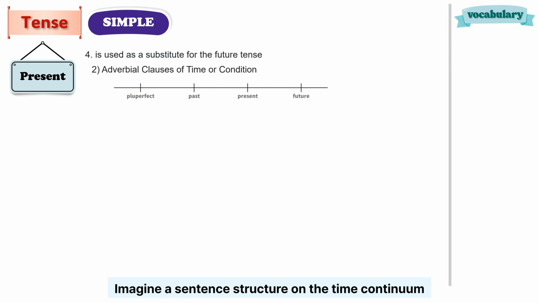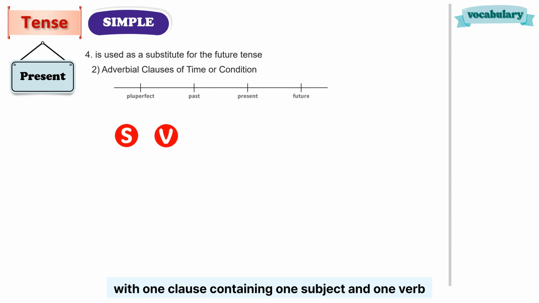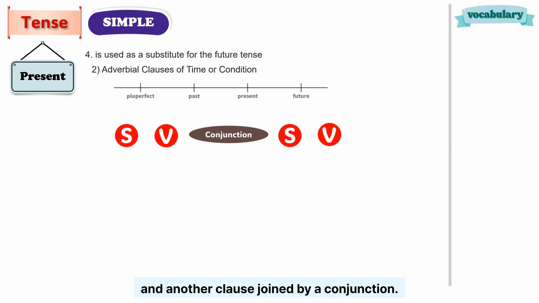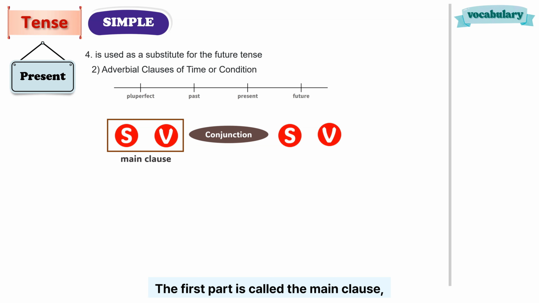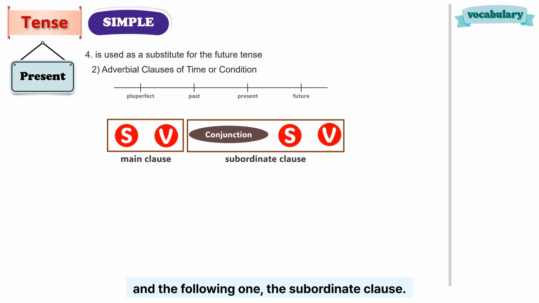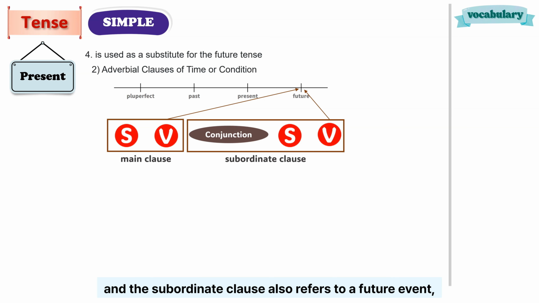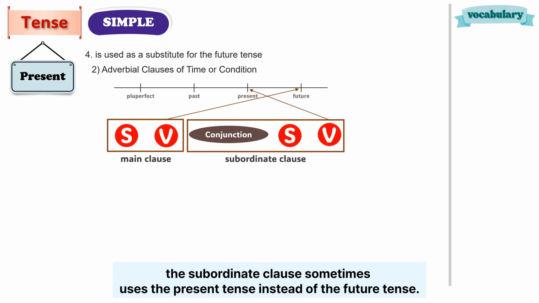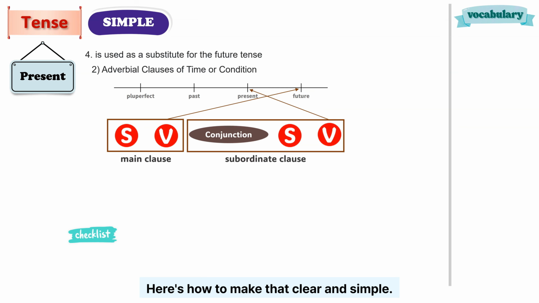Imagine a sentence structure on the time continuum with one clause containing one subject and one verb, and another clause joined by a conjunction. The first part is called the main clause, and the following one, the subordinate clause. When both clauses refer to the future, that is, when the main clause is in the future tense, and the subordinate clause also refers to a future event, the subordinate clause sometimes uses the present tense instead of the future tense. Here's how to make that clear and simple.